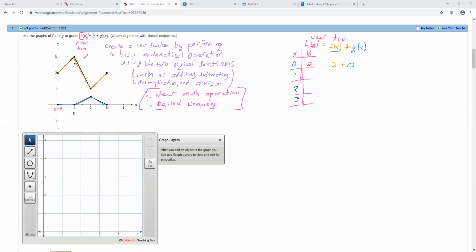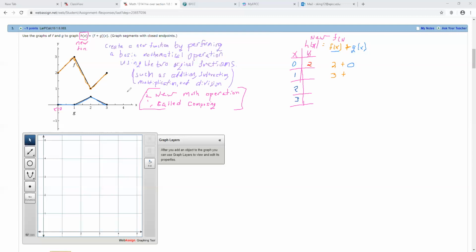So William, of course, what's the mapping on the F graph at x equals 1? Because we're going to do that here as well. At x equals 1, what's the mapping or the range value on graph F? For F, 3. And then you were correct. You were just looking at the other one.